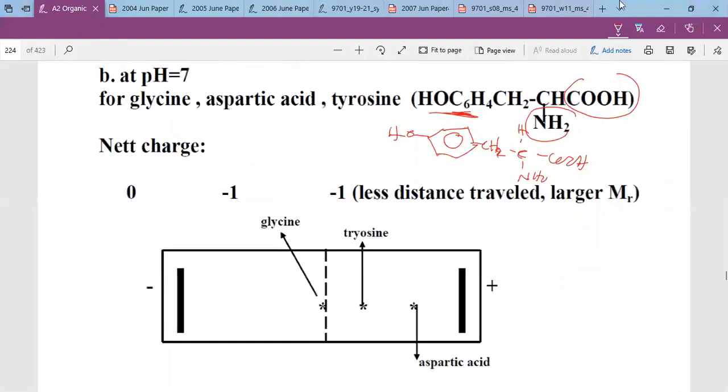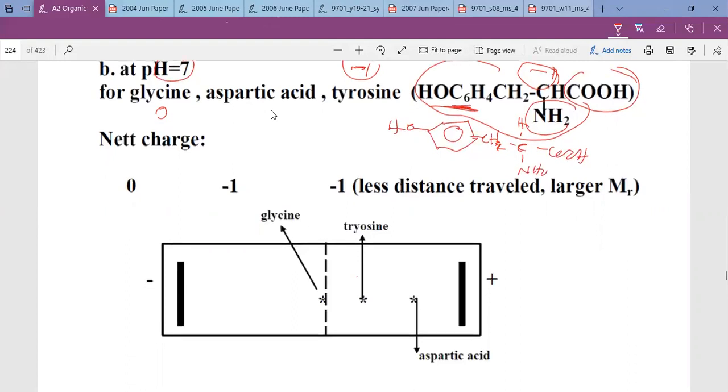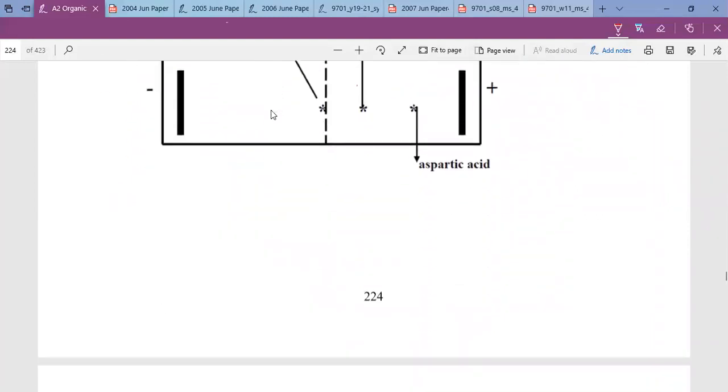So aspartic acid is also one negative at pH 7. At pH 7 tyrosine is 0, no charge. This is one negative. So these two are moving in the same direction towards here, but they move at different speeds, because tyrosine is heavier. This kind of bonding here moves slower. Aspartic acid moves faster. They will ask you why. Because it's heavier. So you can see how this works.